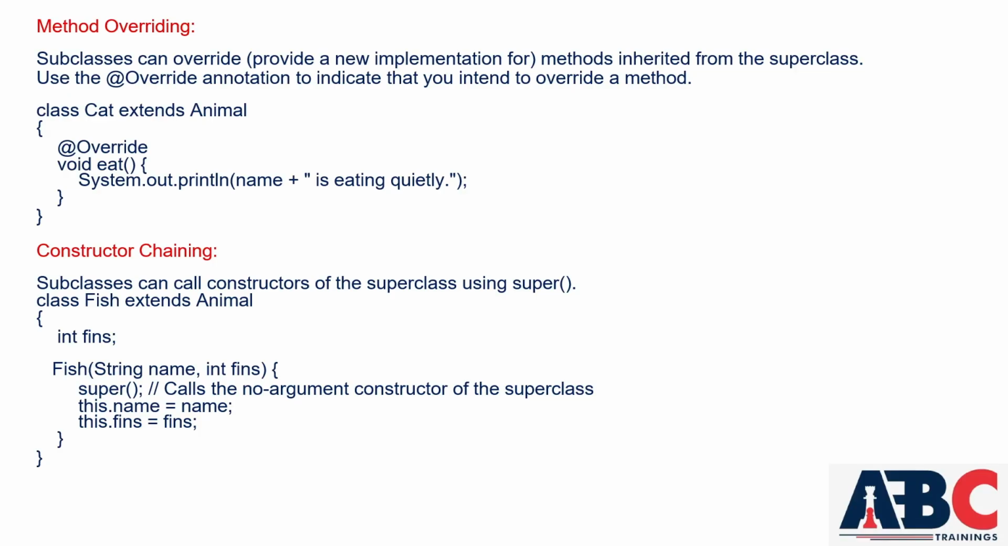Then constructor chaining. A constructor is a special function, and subclasses can call the constructor of the superclass using the super keyword. So super is also a keyword. Fish is the child class, extending Animal. So we create a parameterized constructor and add the super call.